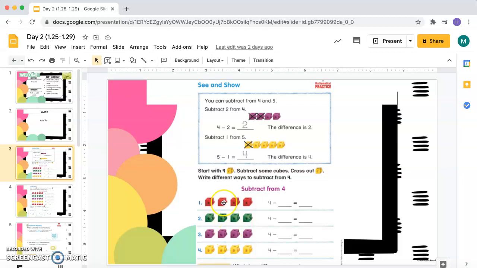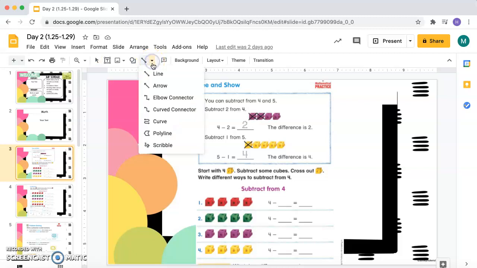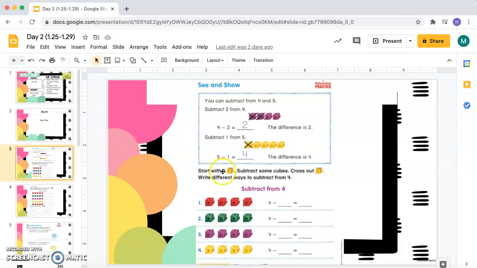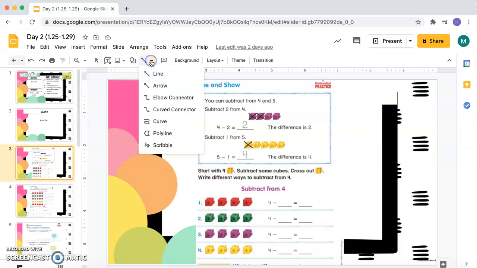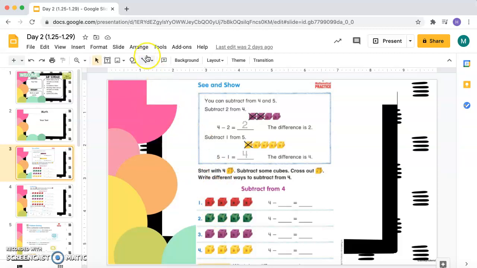So what you're going to do is you can actually come up here and select a line. You could just do a line like this. And I don't think that's the one I wanted. Maybe it is. There it is. Okay. So when you select a line, your cursor is going to look like this, okay?